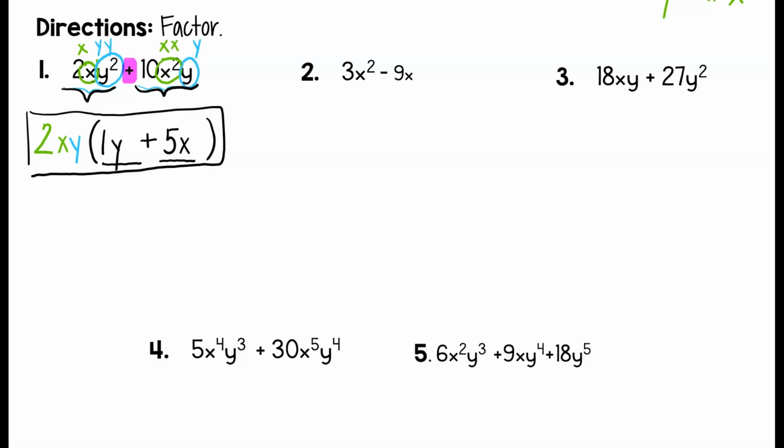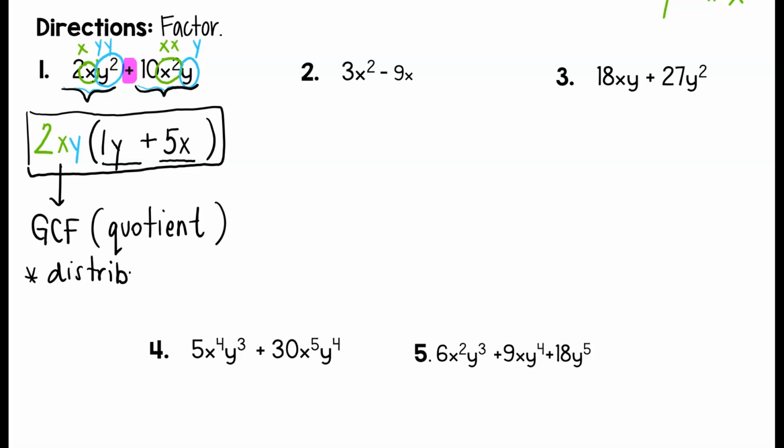And I just want to point out that 2xy was considered the greatest common factor. Everything inside of this parenthesis is considered the quotient. That is the answer to what happens when you divide every term of the polynomial by the GCF. Now, a quick way you can check yourself here is through the distributive property. So you can distribute to check.